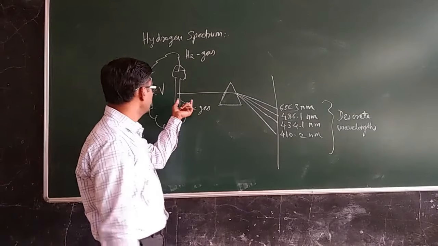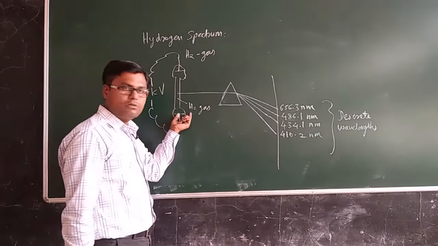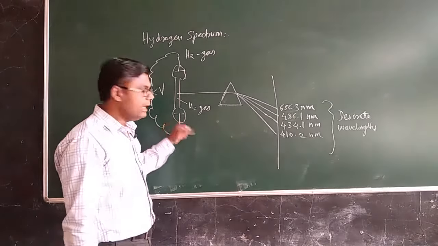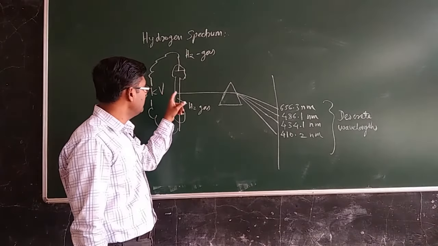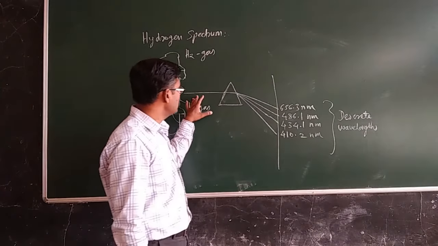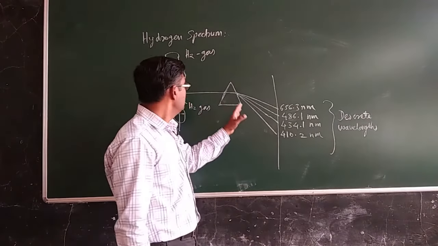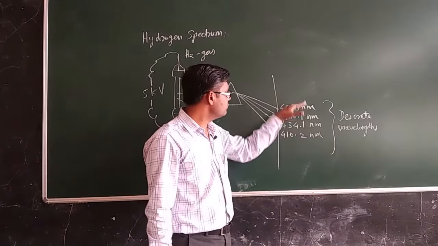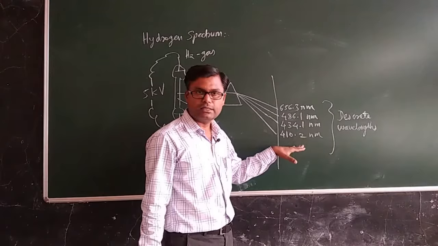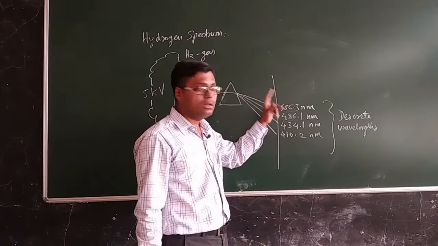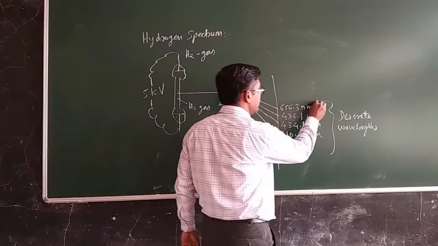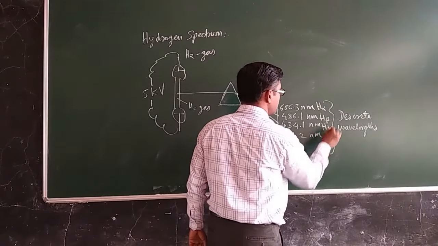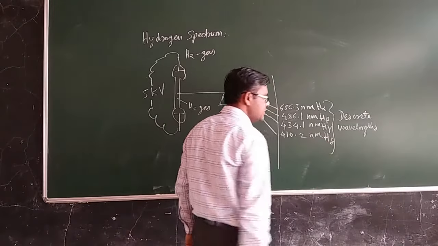We took hydrogen gas in an evacuated glass tube and excited it with a very high voltage, of the order of 5 kilovolts. The emitted light was allowed to fall onto the prism, and after dispersion we got these four lines with these particular wavelengths. These four lines also have names: the first is called the H alpha line, the second H beta, the third H gamma, and the fourth the H delta line.